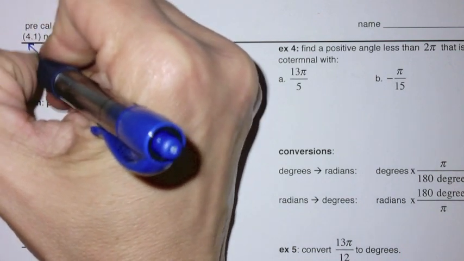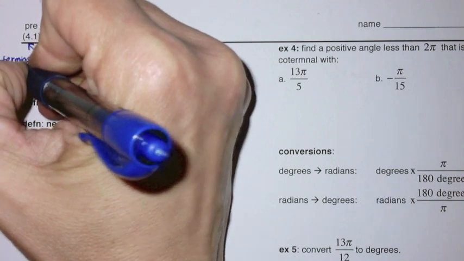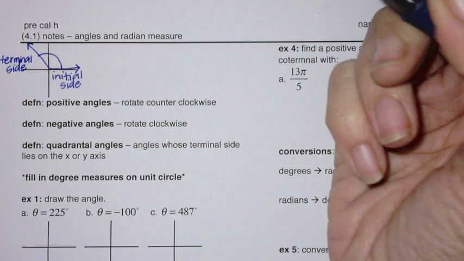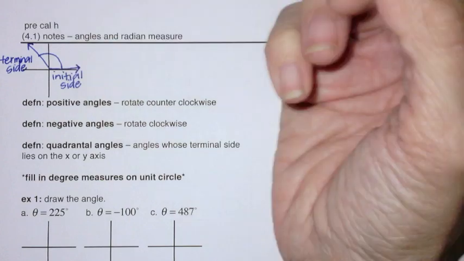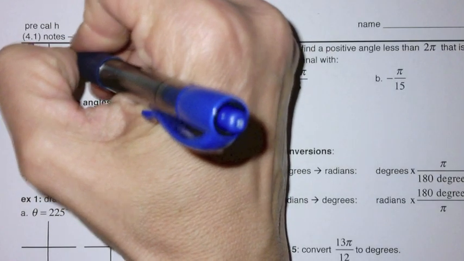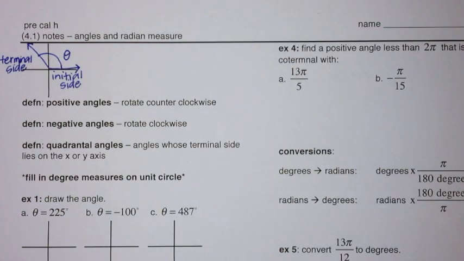So later on in this chapter, it's going to say something like the terminal side of theta. That just means where the angle ends up, which makes sense because terminal means end.